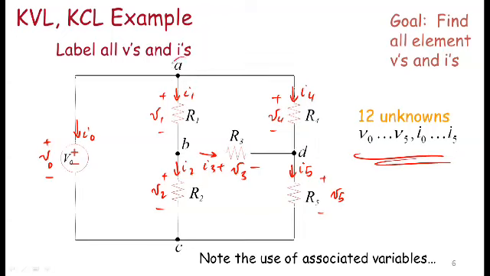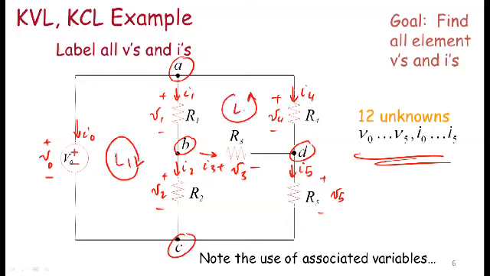Also notice that A is a node, B is a node, C is a node, and D is a node. Those are my nodes, and I will be writing KCL for those nodes. And then I have a bunch of loops. So what are my loops here? I have a loop L1, a loop L2, and a loop L3. Now I claim there is one more loop. Let me pause here for a second and have you think about where that fourth loop is.